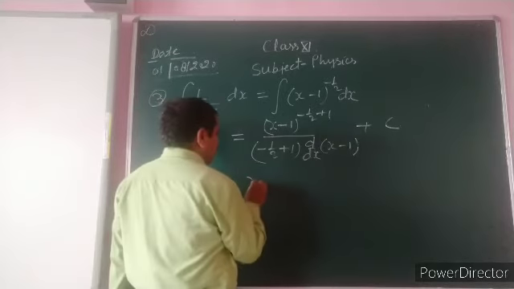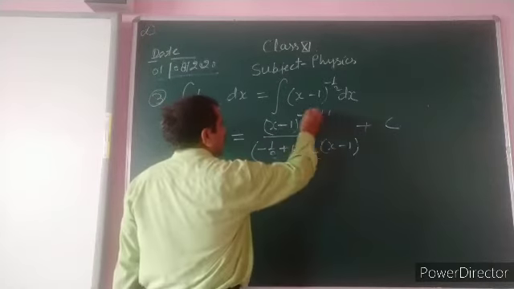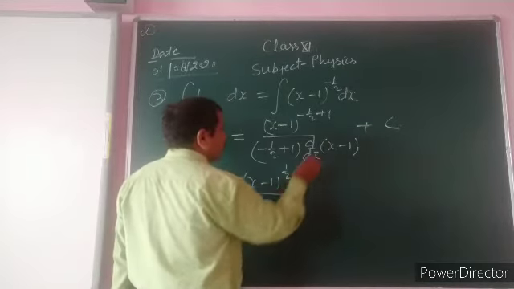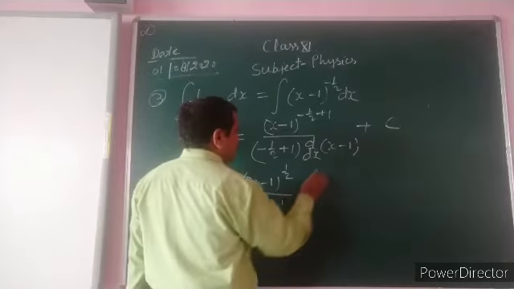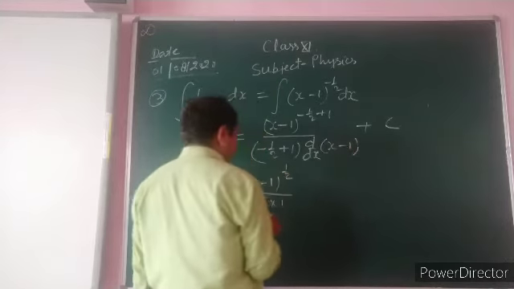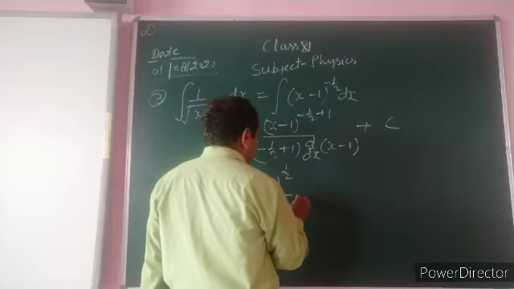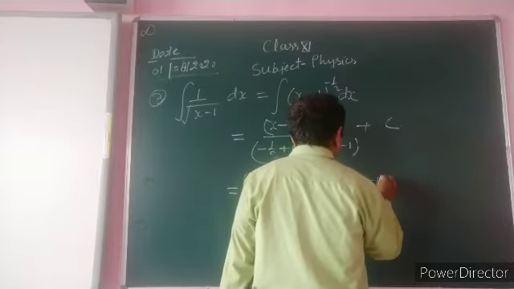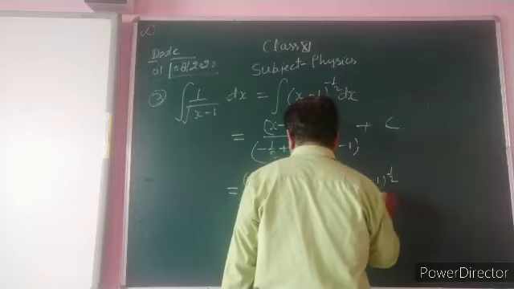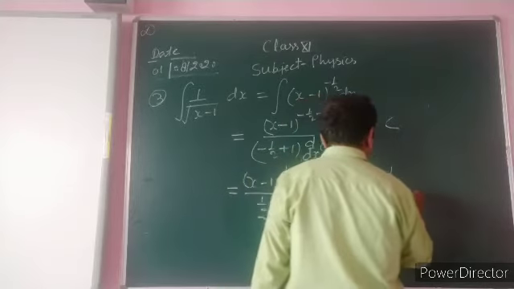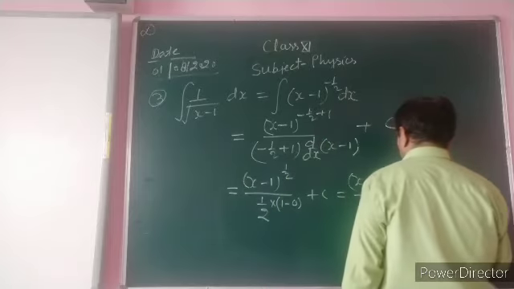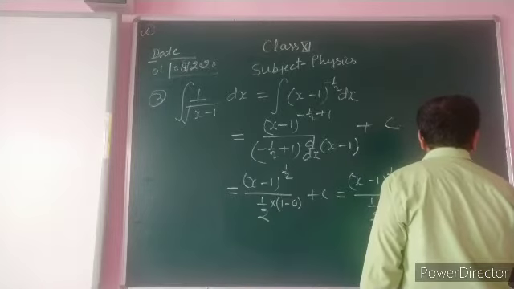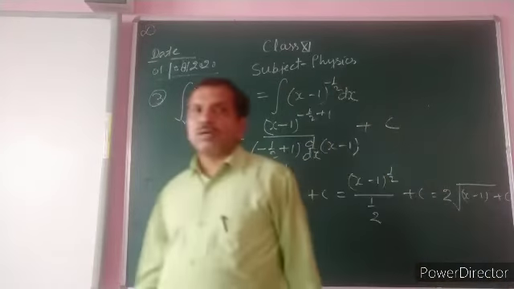Equals x minus 1 to the power 1 upon 2 upon 1 upon 2. Differential of x is 1 and the differential of 1 is 0. This is 1 minus 0 plus c equals x minus 1 to the power 1 upon 2 upon 1 upon 2 plus c equals 2 under root x minus 1 plus c. This is the answer of question number 3.